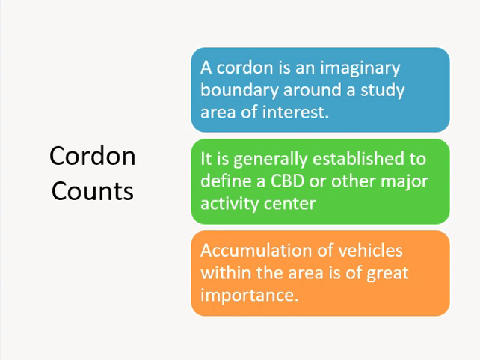So in cordon count we select an area, which should be a very important area. Normally it is a very busy commercial area. The technical term for that type of area is CBD, not ABCD. CBD, Central Business District. So normally cordon counts are done for CBD areas.